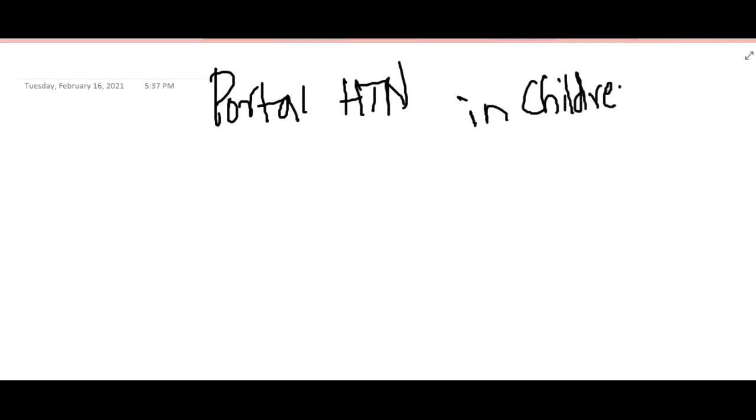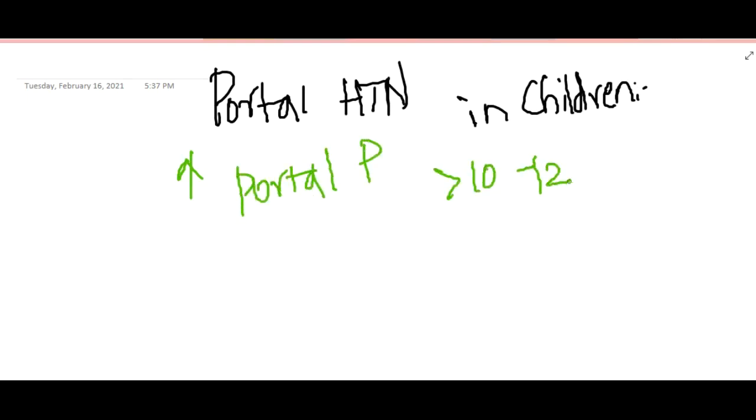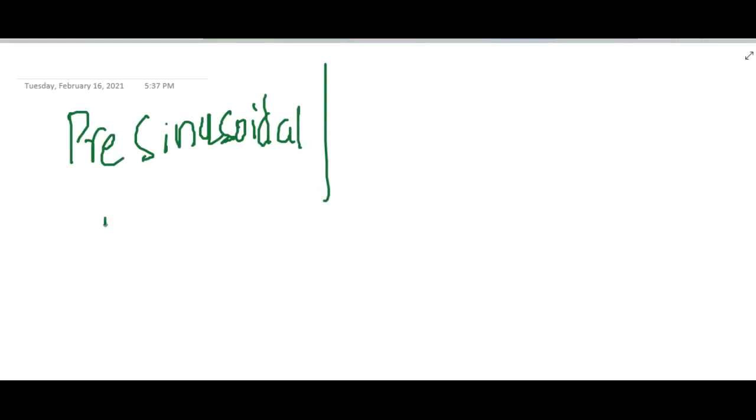So in portal hypertension in children, there is elevation of portal pressure to more than 10 to 12 millimeters of Hg. Based on the site of defect, you can divide portal hypertension into three types. One, we have pre-sinusoidal or pre-hepatic portal hypertension.